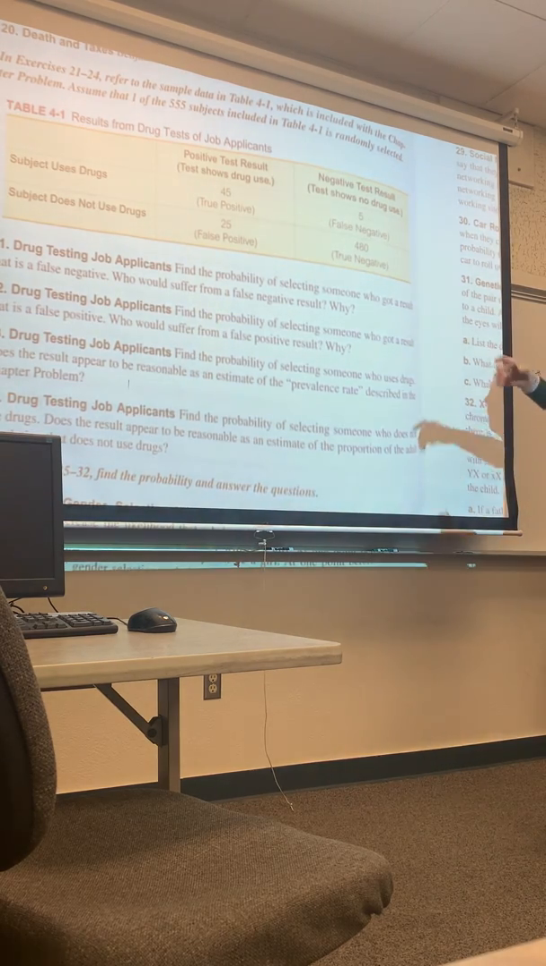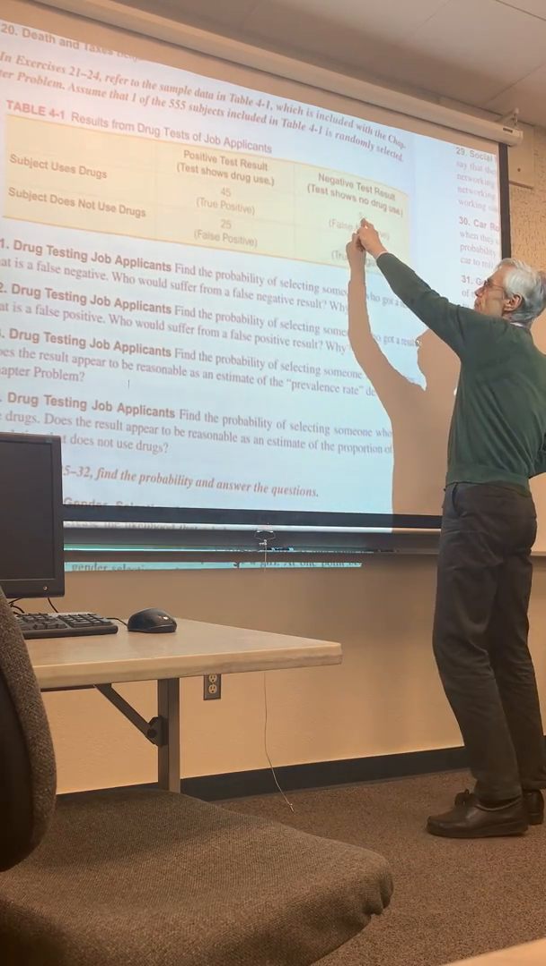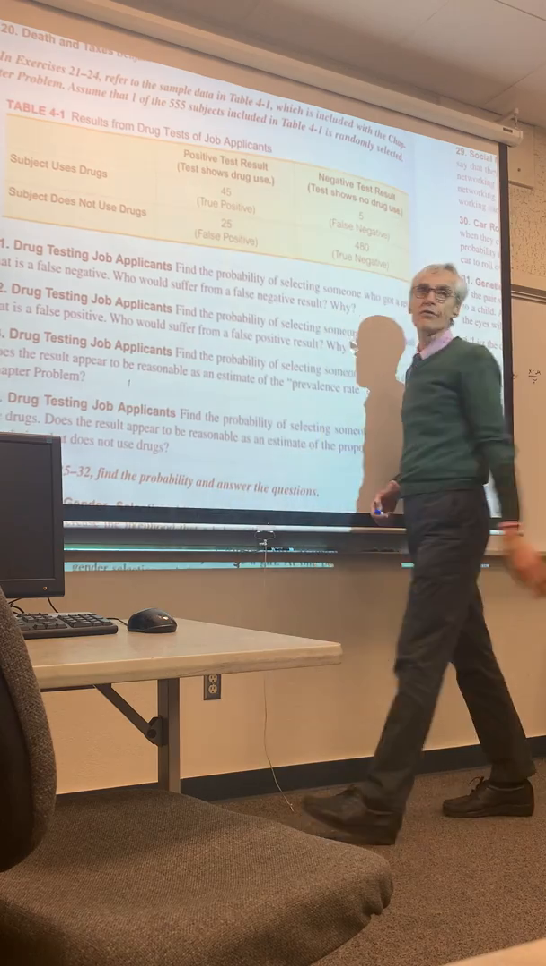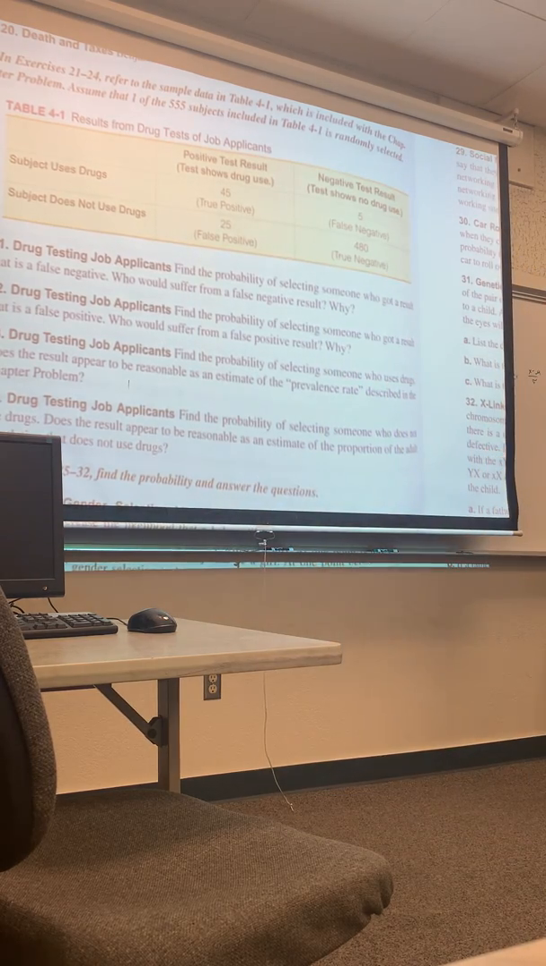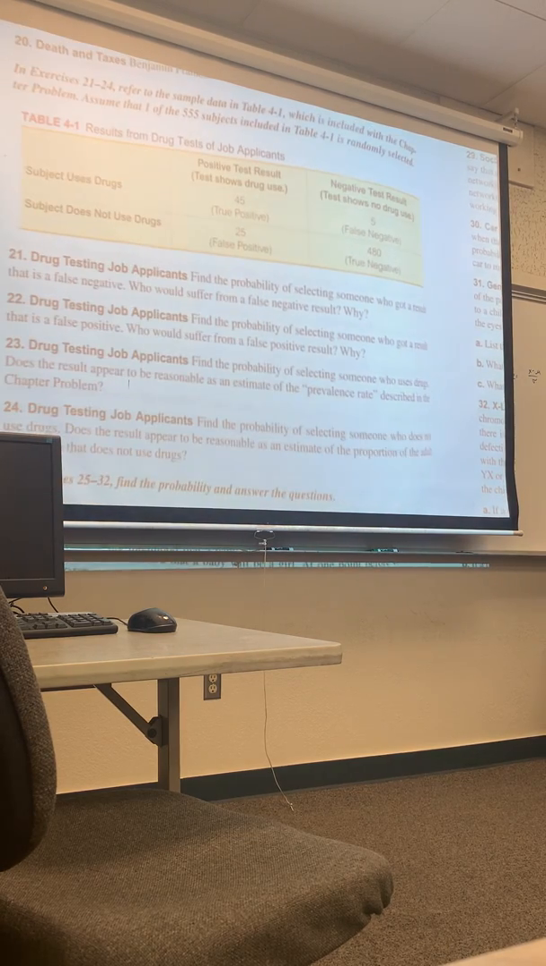Well, here, how many people use drugs? 45 plus 5, so 50 out of 555. That would be the probability. And so would we just write that as the answer? Yeah, that's it. 50 out of 555. That's the probability. If we wrote that in fraction format, would that be acceptable? That's fine. You don't need to simplify. Either way.